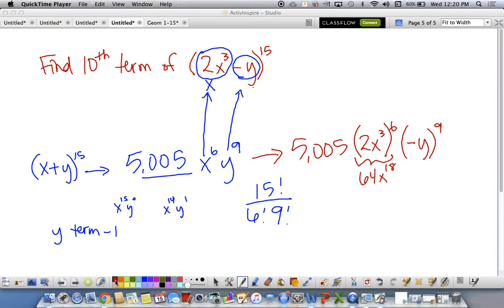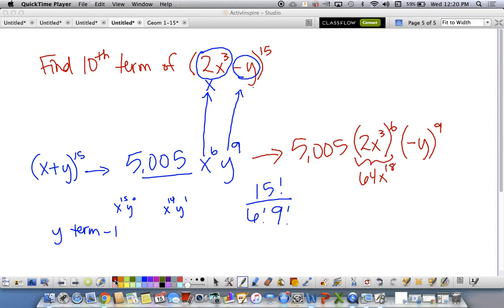Do you want to go ahead and say what is negative y raised to the 9th? What's negative 1 raised to the 9th power? Negative 1 times negative 1 times negative 1. So this is times a negative. So everything that we are doing is now negative because of that.